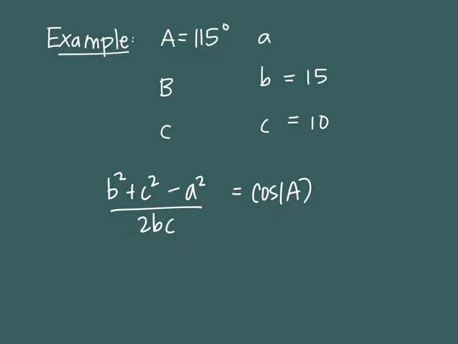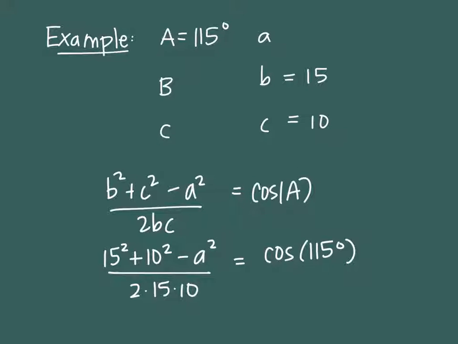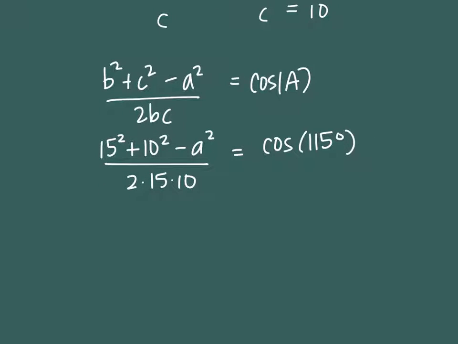All right, we're going to plug in. So we're going to have 15 squared plus 10 squared minus A squared over 2 times 15 times 10 equals cos of 115. Now I won't be able to get a complete numerator this time because I don't have all three of the numbers. So I'll only be able to do the 15 squared and the 10 squared part, which is fine. 15 squared is 225, 10 squared is 100. So I'm going to have 325, but I still have a minus A squared because I wasn't able to figure that out.